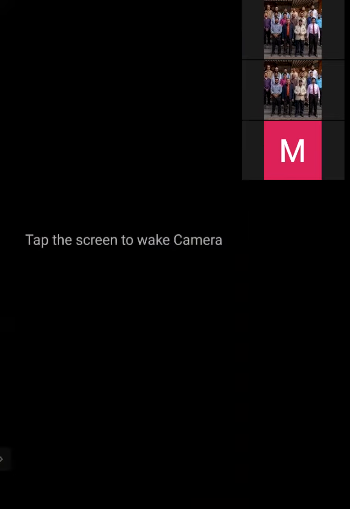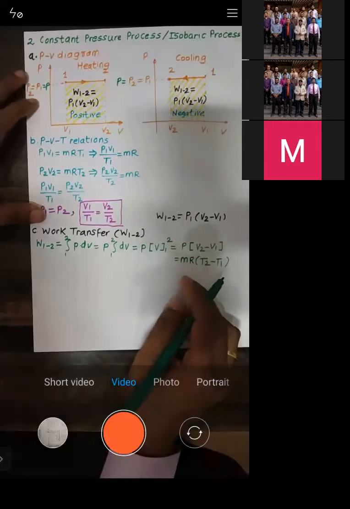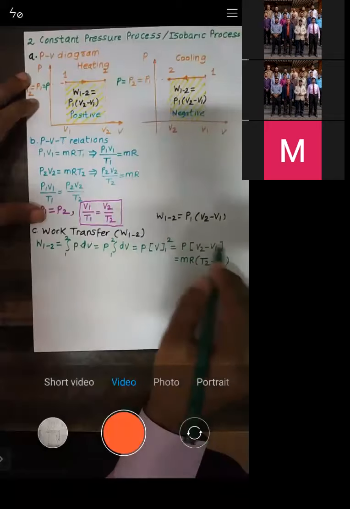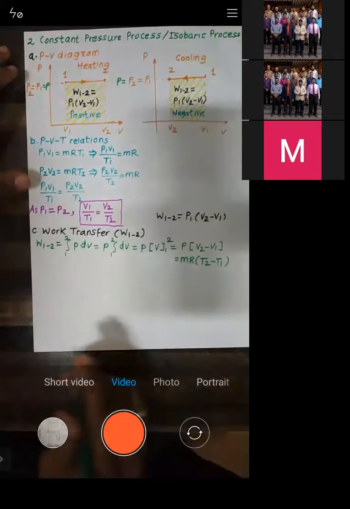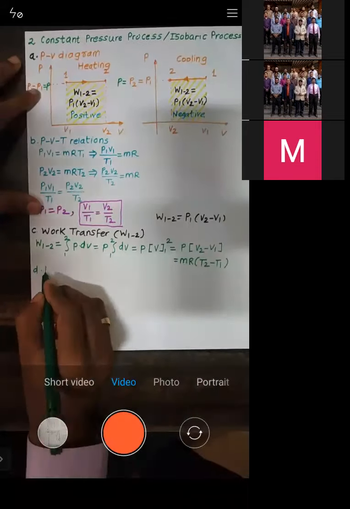So this is how we calculate work transfer. If volume is given, you use the formula. If the temperatures are given, you use the formula, right? So this is how we can solve. Okay, now let's calculate the fourth thing, and that is heat transfer.